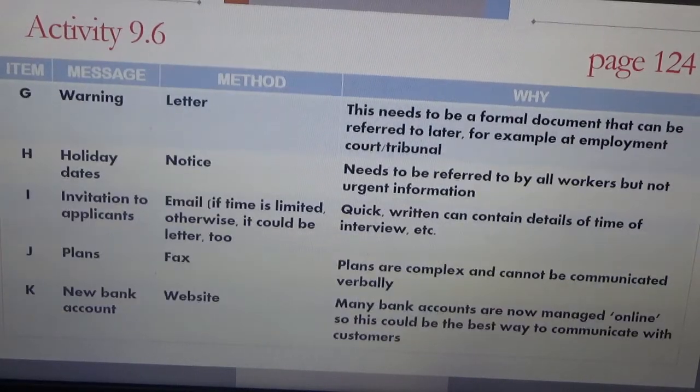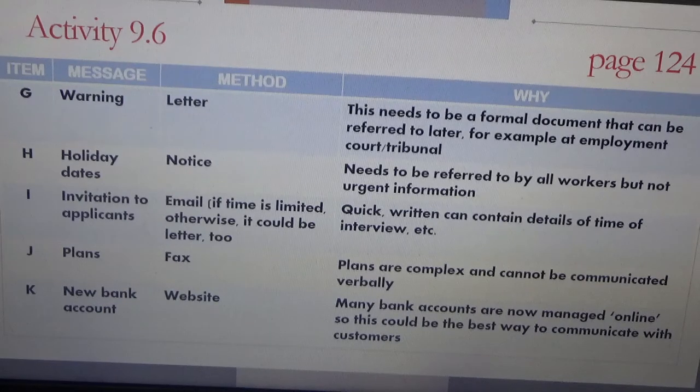Okay? Now to continue with, we have letter G in your textbook. A supervisor plans to warn for the last time a worker who's always late for work. Okay, the message is warning. The best method to use is sending him a letter. Why? Because this needs to be a formal document that can be referred to later, for example, at employment court or tribunal.